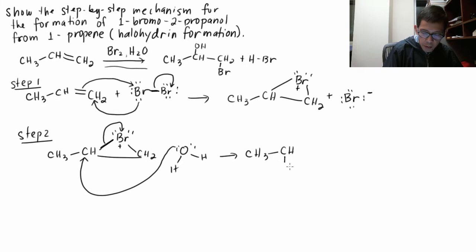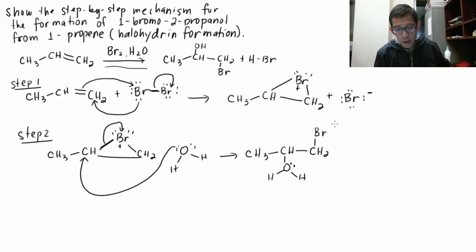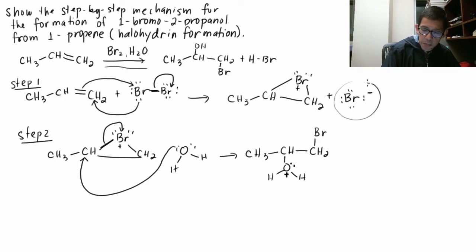Now attached to the middle carbon is an OHH. You still have one lone pair there. And then to the right carbon, you have a CH2 and you have a Br. Just like with the addition of molecular halogen, halohydrin formation is an anti-addition reaction, meaning the Br is on top and the H2O is on the bottom, or vice versa. Okay, so now the positive charge is on that oxygen. Remember that in step one we produced this Br minus.